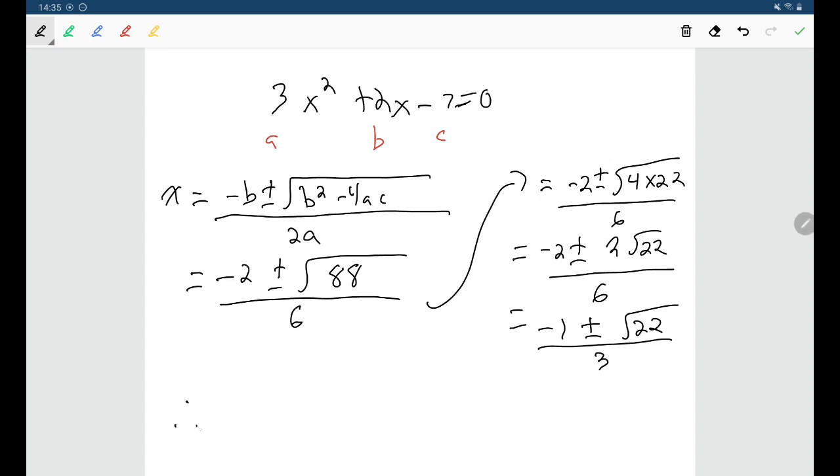So my solution set is, I have negative 1 plus root of 22 all over 3, and I have negative 1 minus root of 22 all over 3. And those are my two solutions.